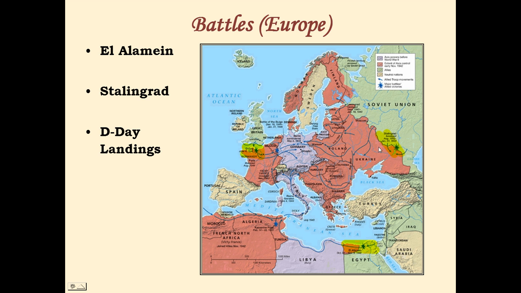In Stalingrad, we have a similar thing. This is the turning point in Eastern Europe, with the Germans trying to get to southern Russia over here, where southern Russia has lots of oil. So this is a big, big turning point, and it allows the Allies to turn the Germans back in Eastern Europe. The D-Day landings are over here. This is in 1944, in June of 1944, and this begins the liberation of Western Europe.